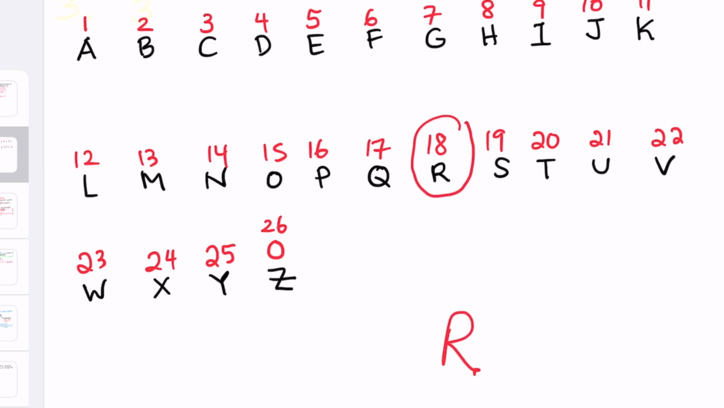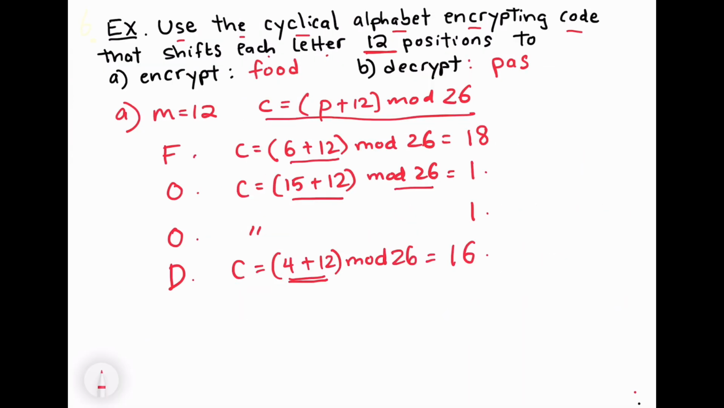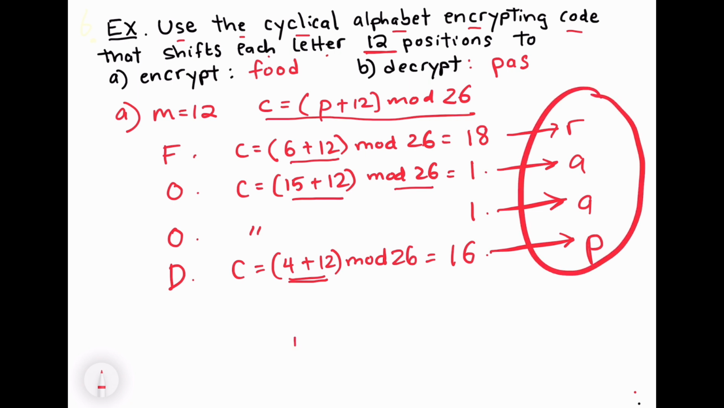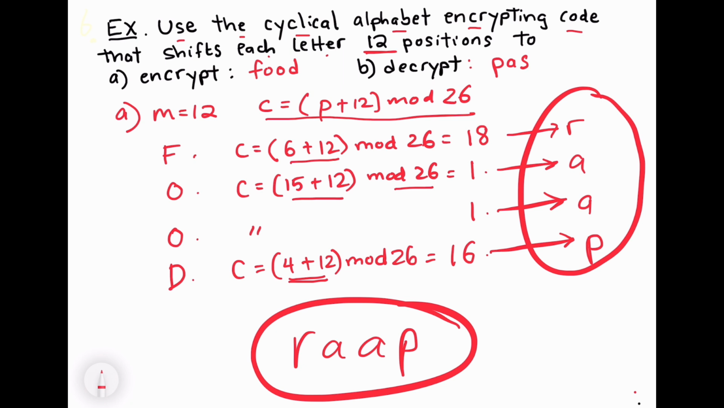And in the first position, we have A. And again, we have A. And in the 16th position, there's a P. Okay, so the 18th letter is R. And the first letter is A, another A, and the 16th position or letter is P. So this would be our encryption of the word food, just R-A-A-P.